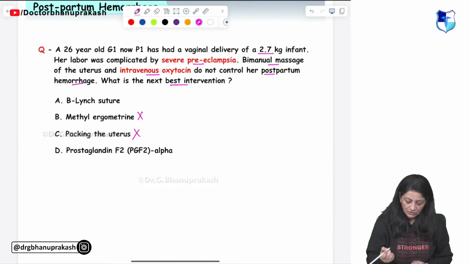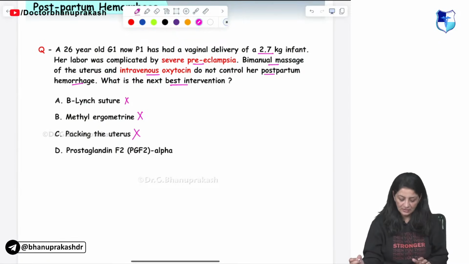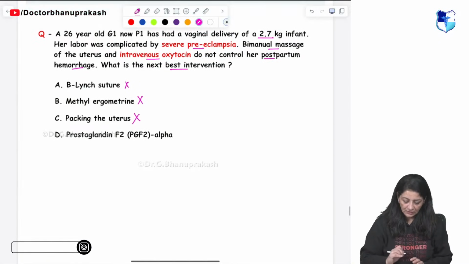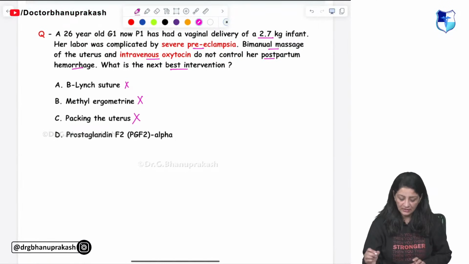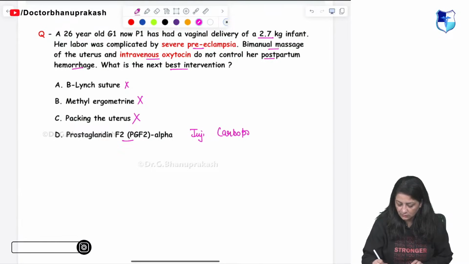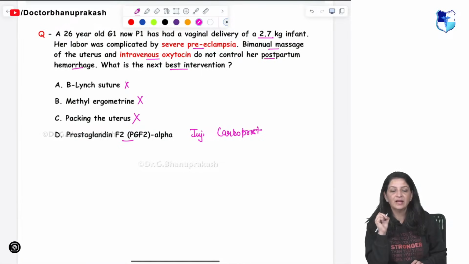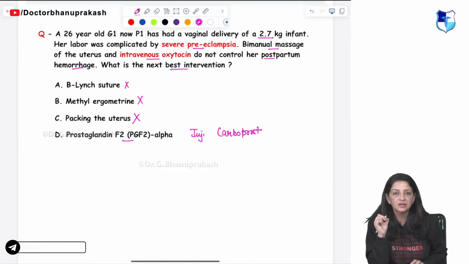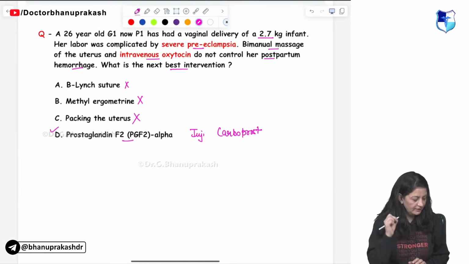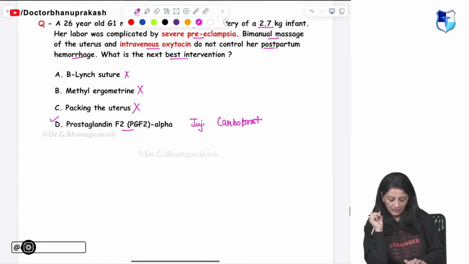Yes, D. So, the B-Lynch suture is the last step. First, if there is no control of bleeding, then the next step is injection prostaglandin F2 alpha. Injection is the right answer. Okay.